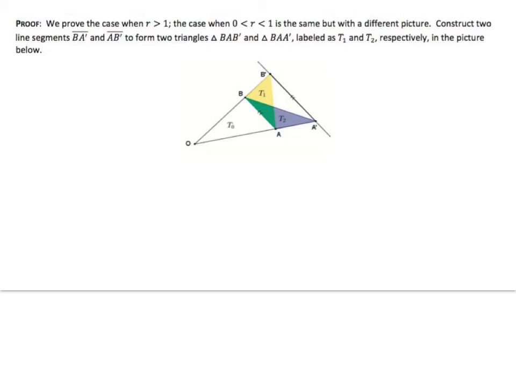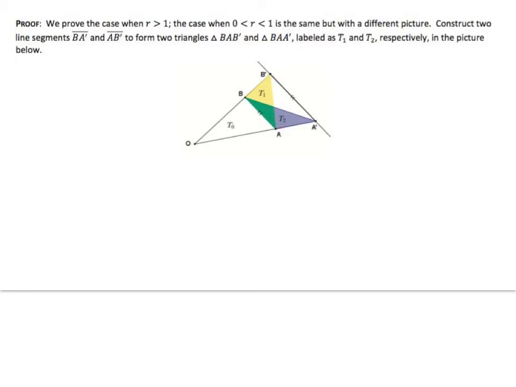So we prove the case when the scale factor is greater than 1, and then we prove the case when the scale factor is between 0 and 1. Okay, so we got bigger and we got smaller. So when it's smaller than 1 but positive, it's the same but with a different picture. Okay, construct two line segments, BA prime right here and AB prime to form two triangles.